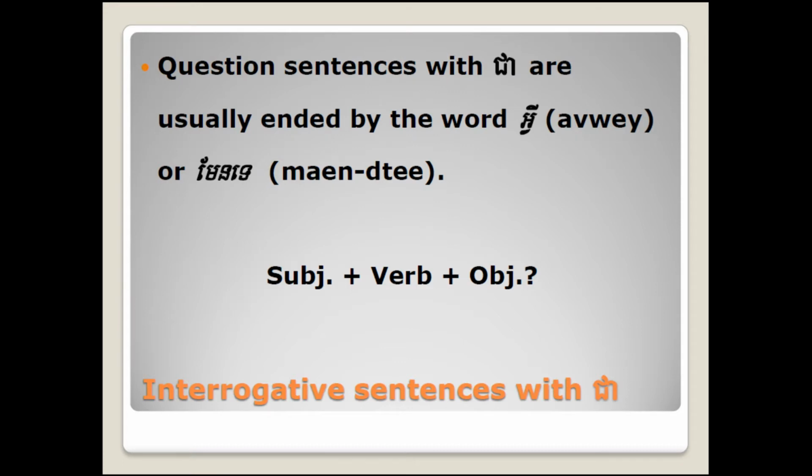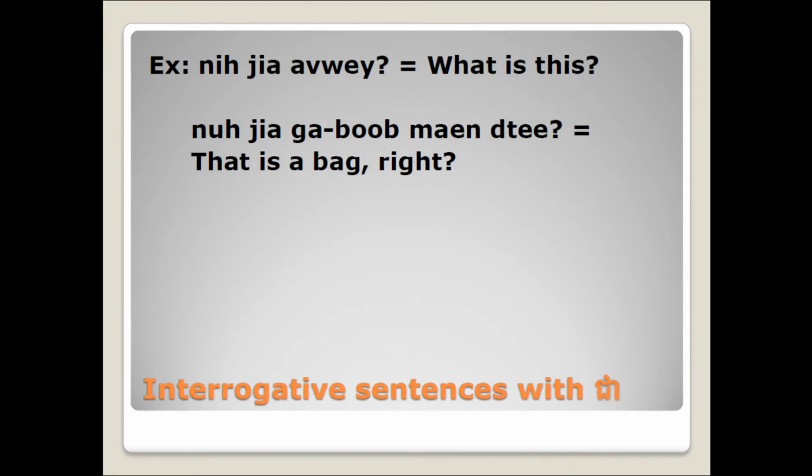How about question sentences? How do we make interrogative sentences with ជា? Here is the rule. Usually, question sentences with ជា are ended by the word អ្វី which means what, or មែនទេ which means right. And regardless of the form, the subject, verb, object, sentence structure remains the same. Let's have a look at some examples.